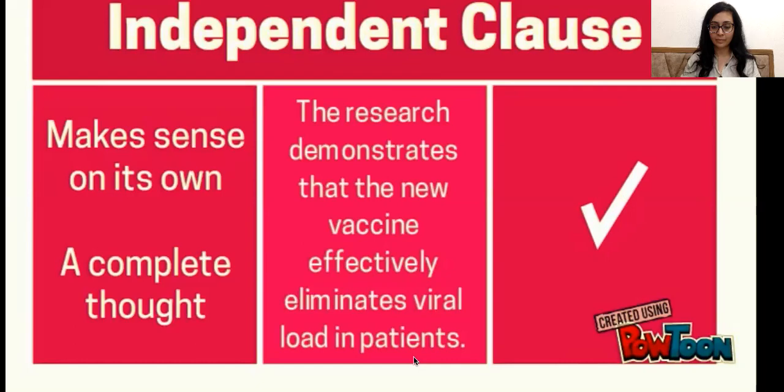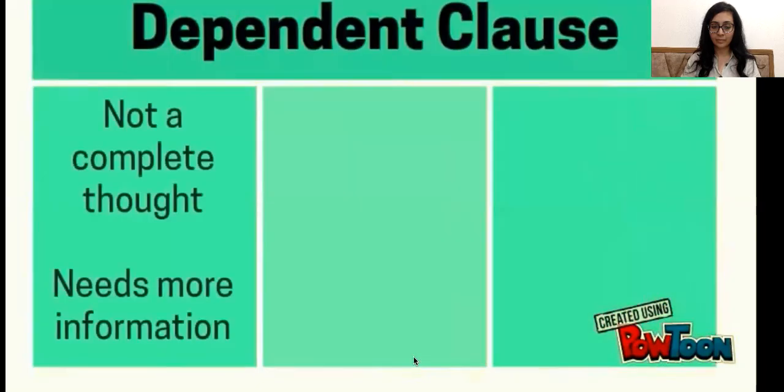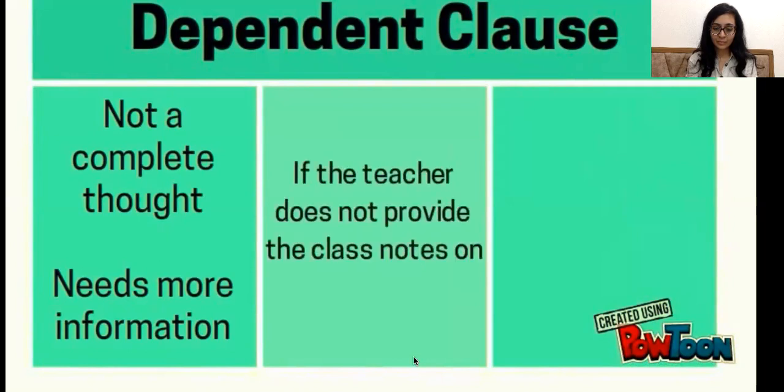A dependent clause is not a complete thought and needs more information to be complete. In other words, a dependent clause cannot stand alone as a complete sentence. It needs to be attached to an independent clause to be complete. Here are two examples. While I was studying in the library, if the teacher does not provide the class notes on time. In both examples, the sentence is not complete. You do not know what happened while the person was studying in the library, or what will happen if the teacher does not provide the notes on time. As such, these clauses are dependent, as they need more information to be complete.